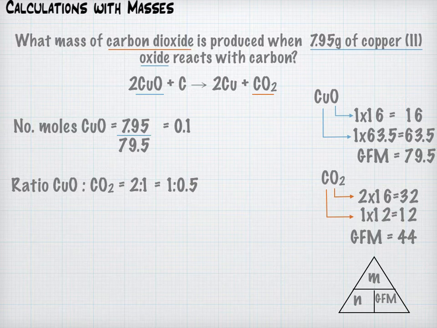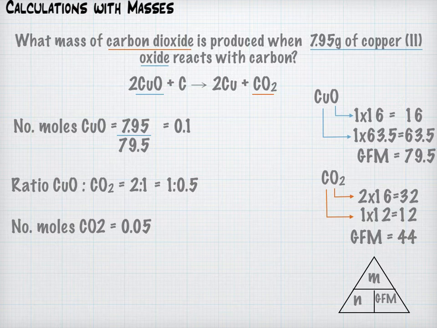Okay, so I know I'm going to finish up with half the number of moles of carbon dioxide as I started with copper oxide. So I'm going to wind up with 0.05 moles. I started with 0.1 moles of copper oxide. I wind up with half that number of moles of carbon dioxide. That's 0.05.